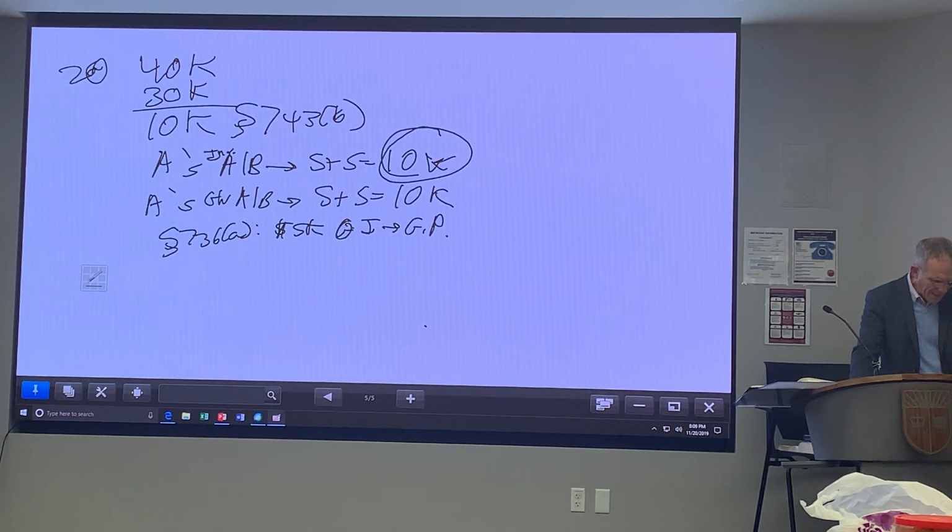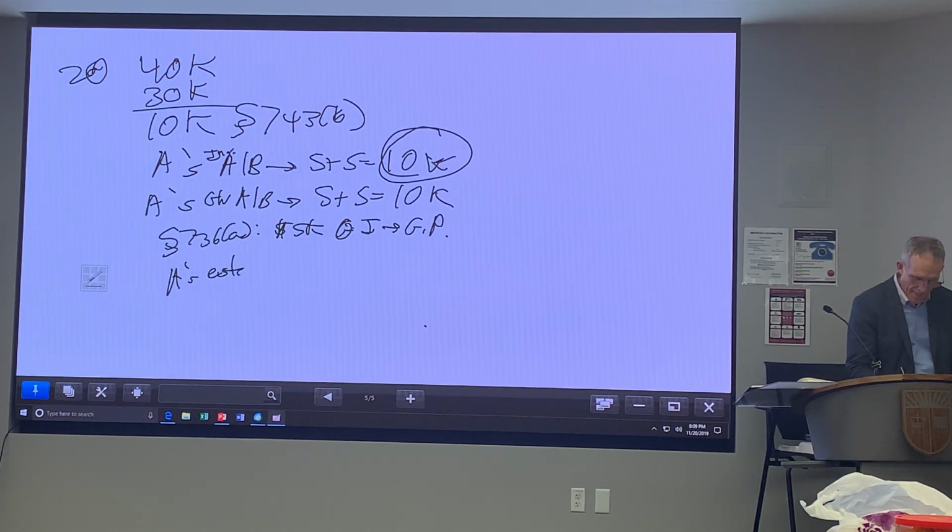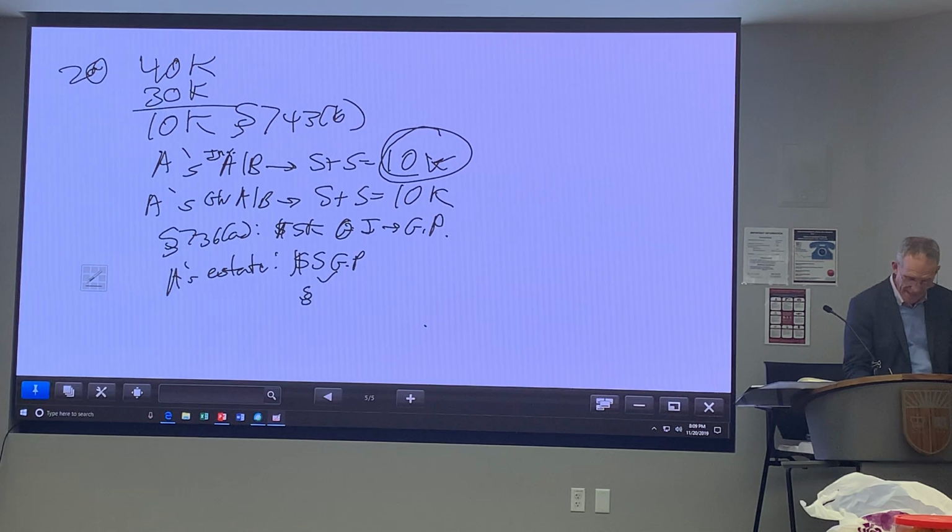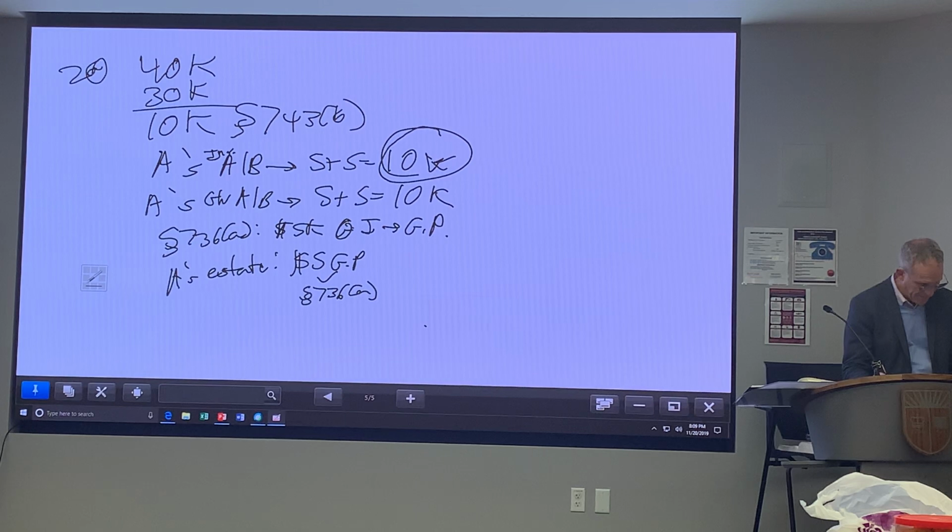So A's estate is going to receive a $5,000 guaranteed payment. Let's just write this out. He's going to receive a $5,000 guaranteed payment. Why? 736(a). He's also going to receive $10,000 under 751(b).